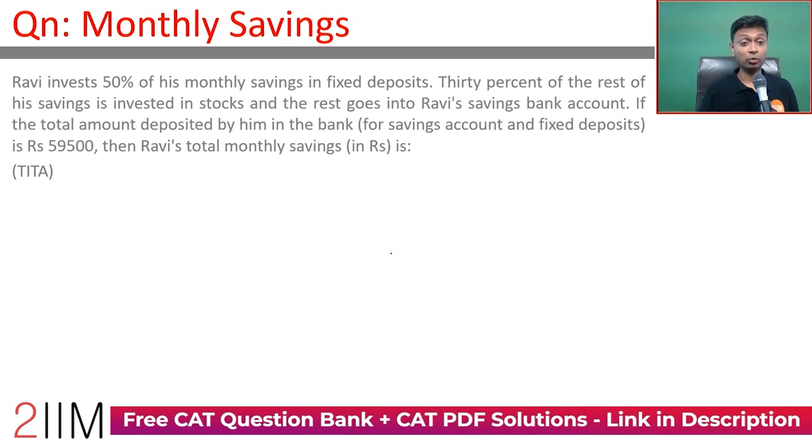Ravi invests 50% of his monthly savings in fixed deposit. 50% of the rest of his savings is invested in stocks. 50% in FD. The rest is 50%. 30% of this is invested in stocks. So stocks is 15%.